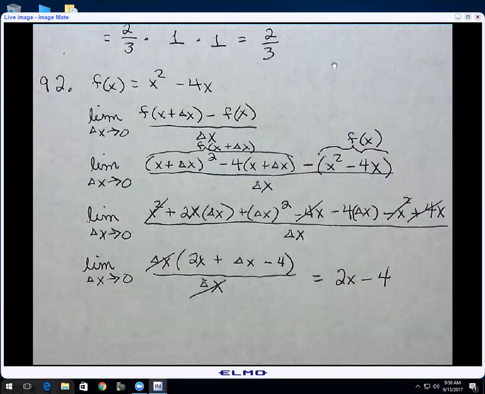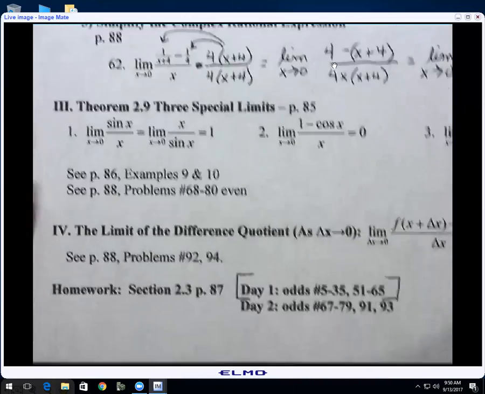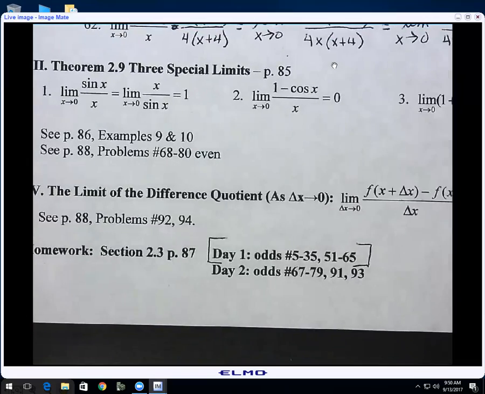All right, homework is at the bottom of the page. There's a good chance that I will take up 2.3 tomorrow. So you make sure you get all of that done tonight. You should have half of it done already. Get the rest of it done.